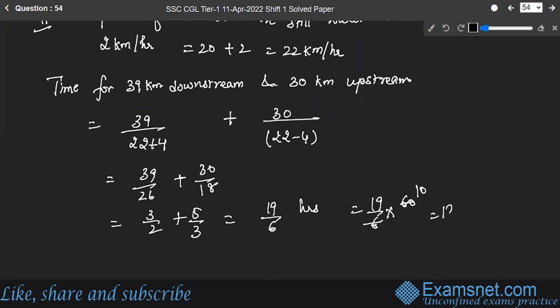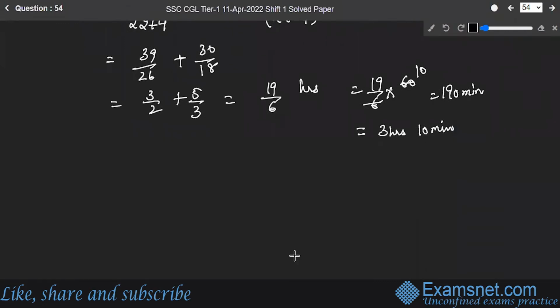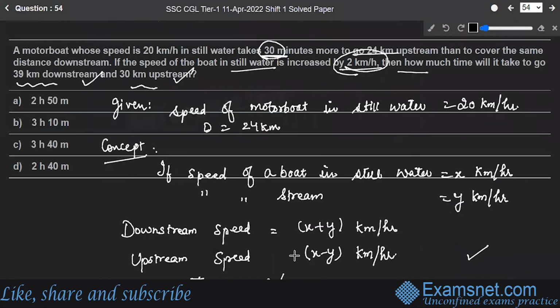So you have 190 minutes, which is equal to 3 hours and 10 minutes, right? So the motorboat will take 3 hours 10 minutes to go 39 kilometers downstream and 30 kilometers upstream. This is your answer. Let's check out the options. 3 hours and 10 minutes is option B. This is the correct answer for this question. Hope you are clear. Let's move to the next question.